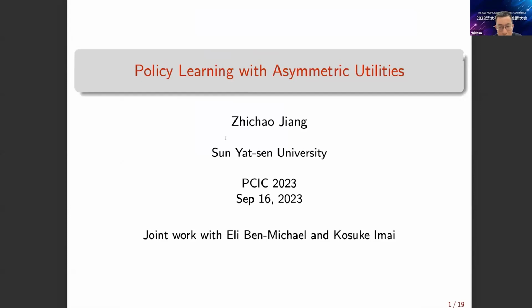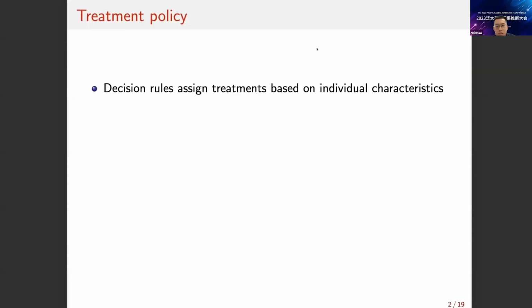I'm going to talk about policy learning with asymmetric utilities, and this is joint work with Ila and Koske. I will be focusing on the treatment policies in this talk. Treatment policies are the decision rules that assign treatments to individuals based on their characteristics, such as age, gender, medical histories, and so on.